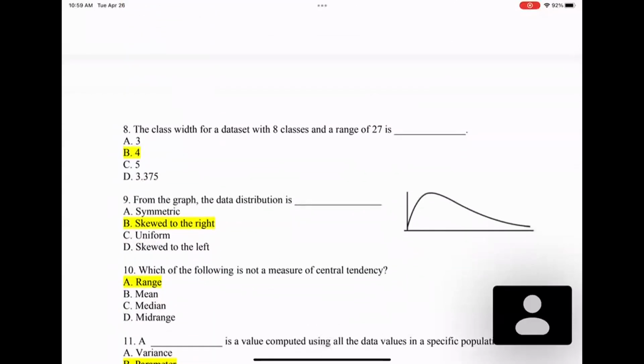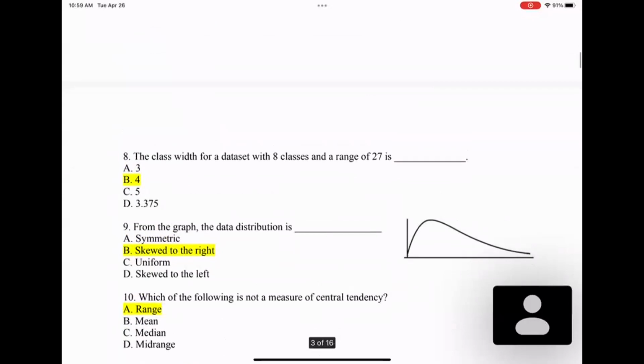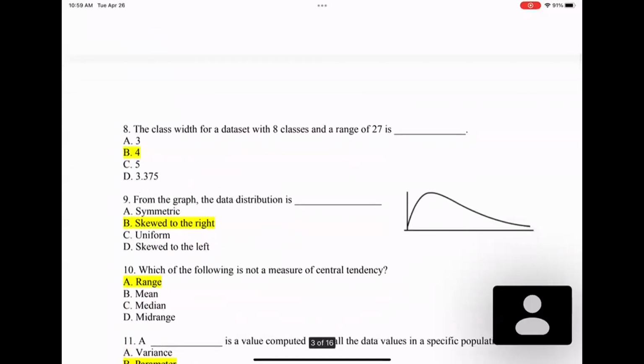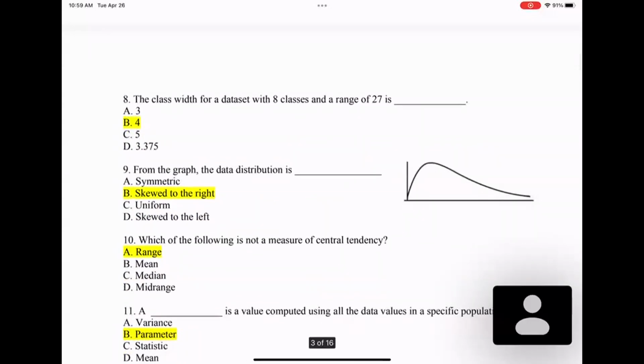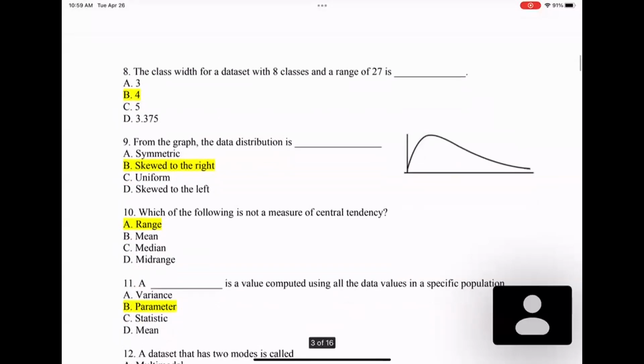The class width for a data set with 8 classes and a range of 27 is what? So 27 over 8 is what? Anyone got a calculator? It's like 3.375, I think, if I remember right. So since it's a decimal, round it up to 4. Then the graph, just know how to tell. So the tail is to the left. There's not a good chunk of data on the right. It's all on the left. So therefore it's skewed to the right.